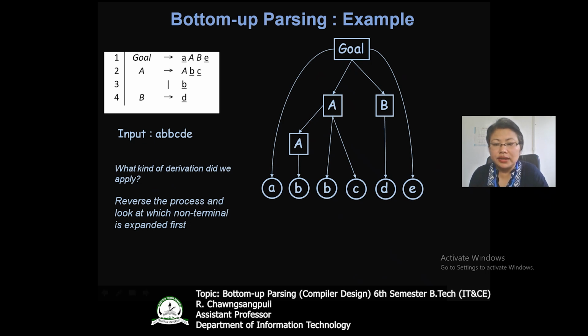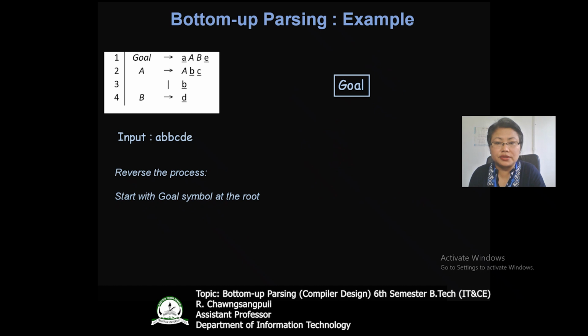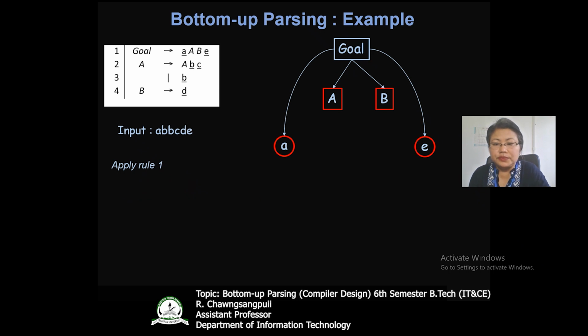Now, what kind of derivation did we apply? Reverse the process and look at which non-terminal is expanded first. What we are going to do next is reverse the process which we have done right now, and look at which non-terminal is expanded or substituted first. Start with the goal symbol, or the start symbol, at the root. This is the goal, which we can call S. Now our input is A, B, B, C, D, E.